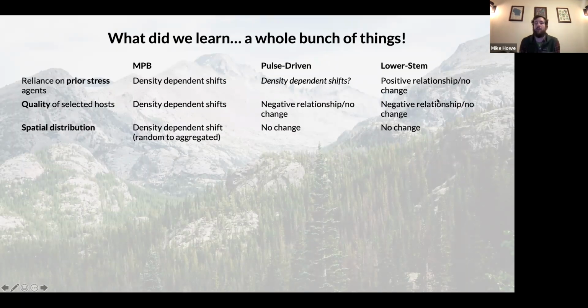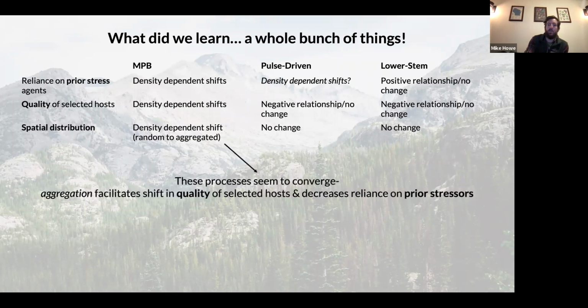Okay, so just to quickly wrap up this section, what did we learn here? Quite a few things. We see that there's a density-dependent shift in mountain pine beetle reliance on prior stress agents, quality of selected hosts, and the shift from random attacks to aggregated attacks, whereas we don't see similar patterns in either the pulse-driven or lower stem guilds. Secondly, we also have some evidence that these processes might be converging, where aggregation is helping to facilitate the shift in quality of selected hosts and decrease reliance on prior stressors.